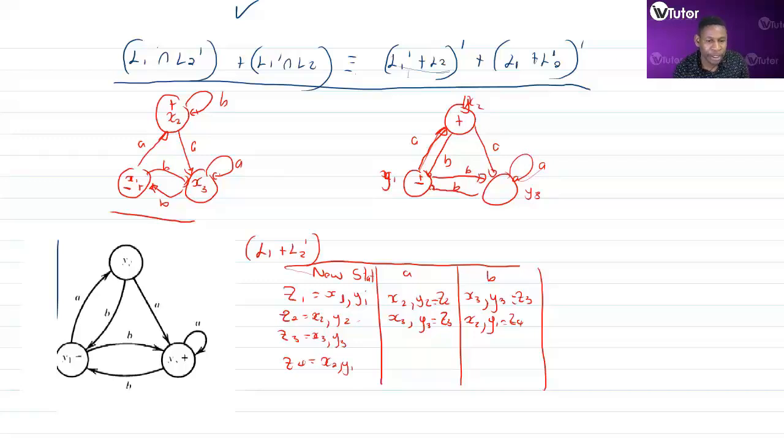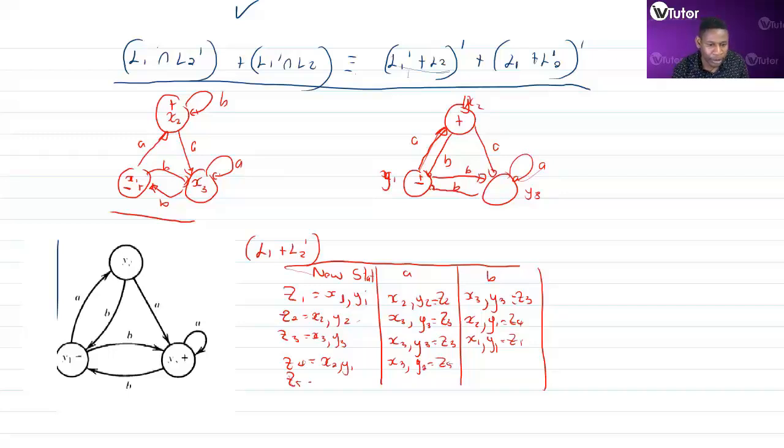Then if you're in X3 and you encounter an A, you stay in X3. If you are in Y3 and you encounter an A, you stay in Y3. So you stay in Z3. If you're in X3 and you encounter B, you go to X1. If you are in Y3 and you encounter B, you go to Y1. So you go back to Z1. Then if you're in X2 and you encounter an A, you go to X3. If you're in Y1 and you encounter an A, you go to Y2, X3, Y2. We did not have this before, so we call that Z5.